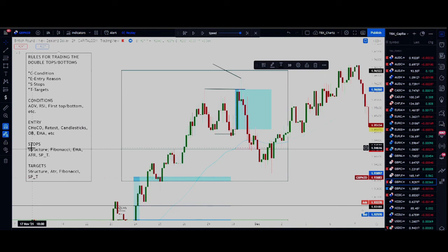So in the next video we're going to be talking about how to use head and shoulders, the double tops and the double bottoms pattern as a reversal pattern.